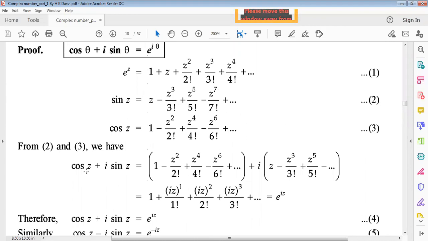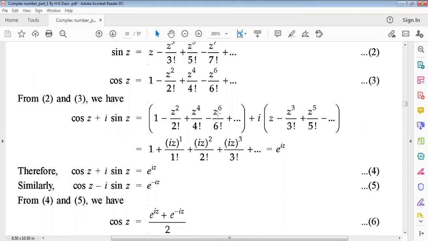Now from equations 2 and 3, just adding and multiplying i with this, cos z plus i sin z will be this: this is the cos z value and this is the sin z value. Then we get, just adding, the odd terms and the even terms, so we get e to the power z. This is actually the exponential series.